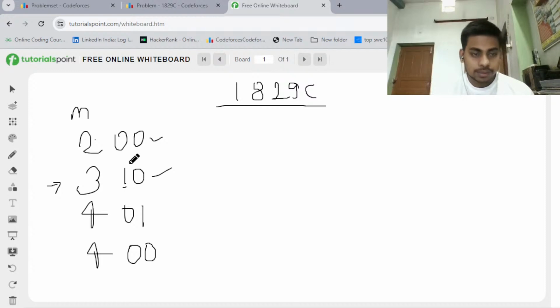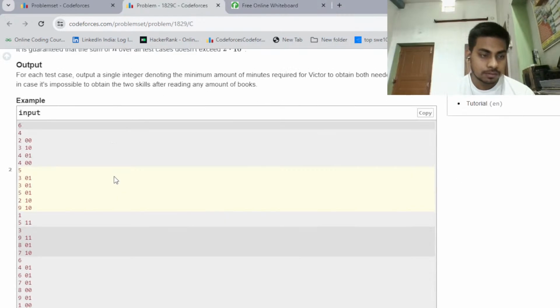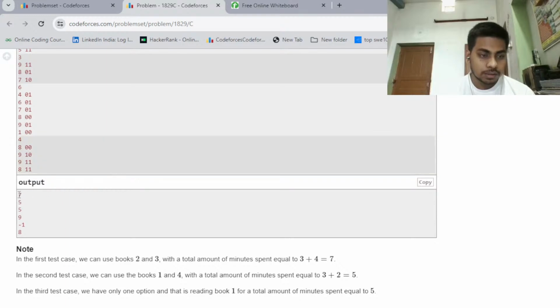So you can see here, if we read this book, then they will not get any skill. If we read the second book, then we will get one skill, but we still need one more. So for that we have to read this one, because in the fourth one there is no skill. So we have to read both books, and when we read both books we take a total of 7 minutes. So the answer should be 7. Let's see. Yes, the answer should be 7.